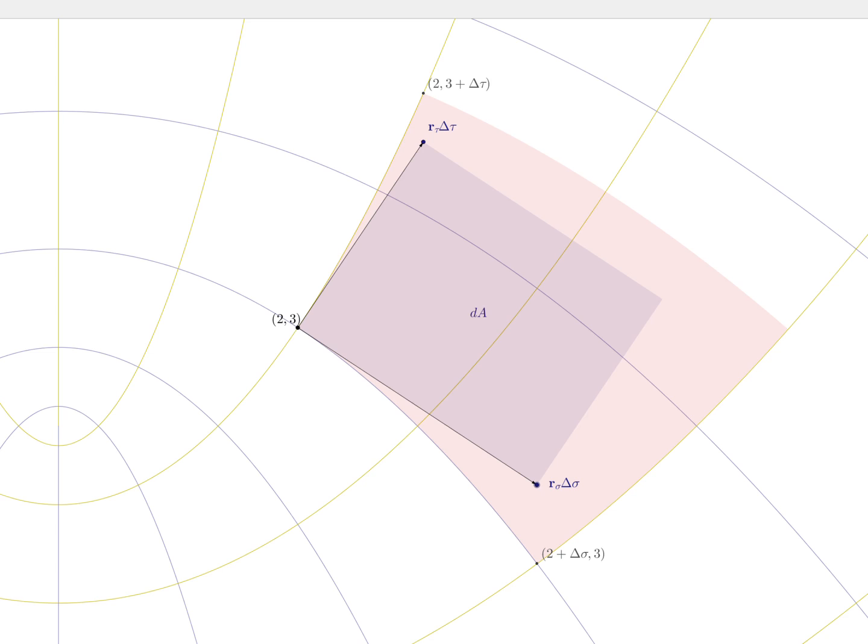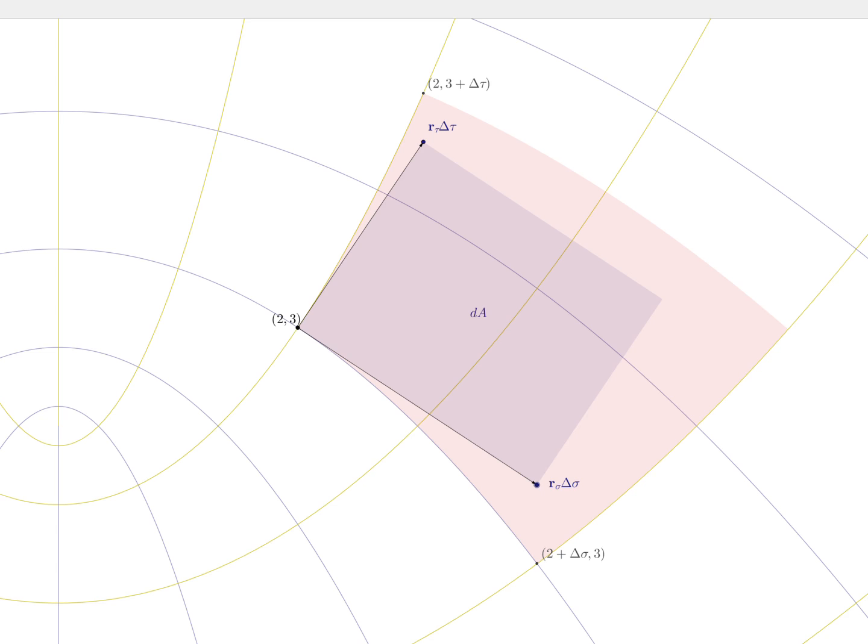So I will ask the question, how does the x-coordinate change as sigma changes at the point 2, 3? And how does the y-coordinate change as sigma changes at the point 2, 3? And I'll put those changes together to get r sub sigma, the partial derivative of the vector function. And now we see why we needed a vector function.